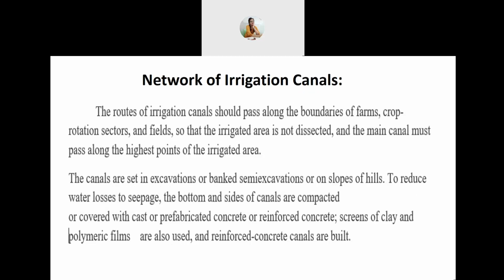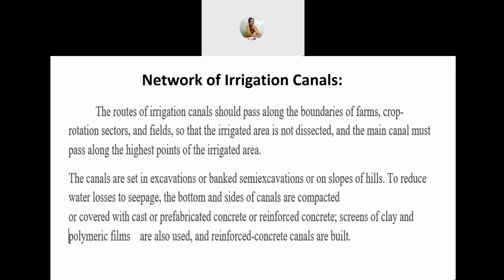In continuation to network of irrigation canals, the routes of irrigation canals should pass along the boundaries of farms, crop rotation sectors and fields so that the irrigated area is not dissected, and the main canal must pass along the highest points of the irrigated area. The canals are set in excavations or banked semi-excavations or on slopes of hills. To reduce water losses to seepage, the bottom and sides of canals are compacted or covered with cast or prefabricated concrete or reinforced concrete. Screens of clay and polymeric films are also used and reinforced concrete canals are built.